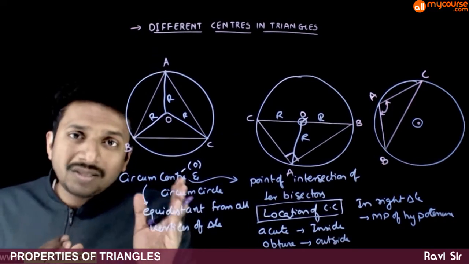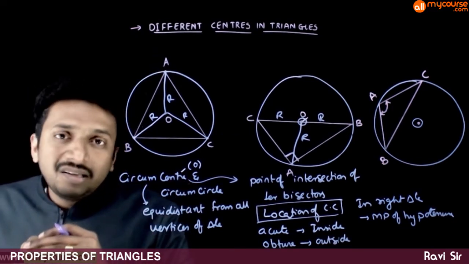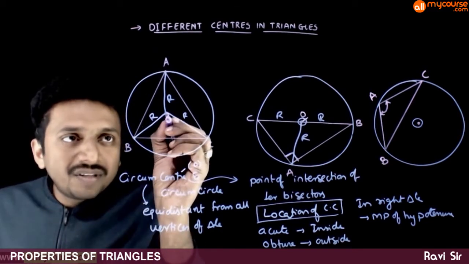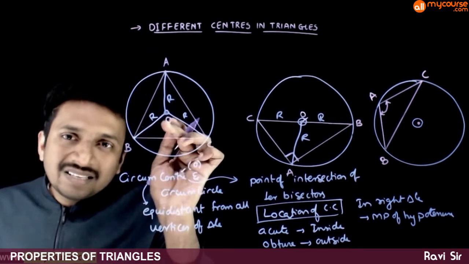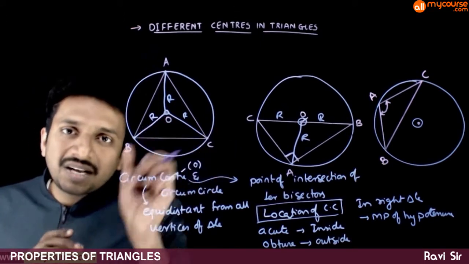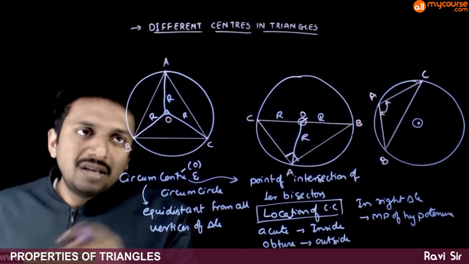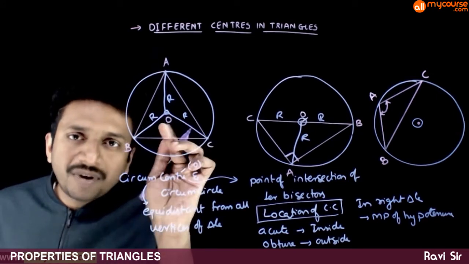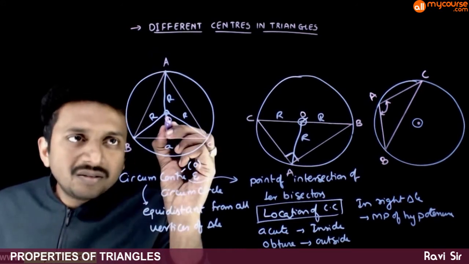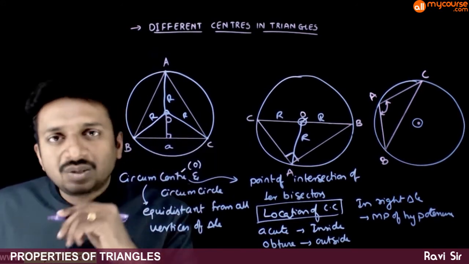So once the location of the circumcenter is clear, the other thing that might be asked of you is, what is the distance of the circumcenter from the sides of the triangle? From the vertices, the distance of the circumcenter is equal to the circumradius. So what is this distance? If you are asked to find the distance of O from BC, that is from side a, it's very easy to find.